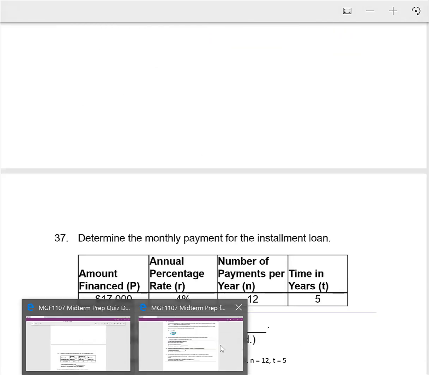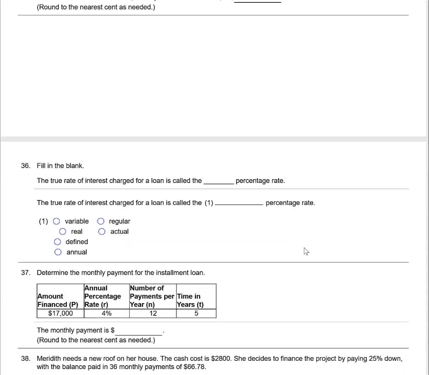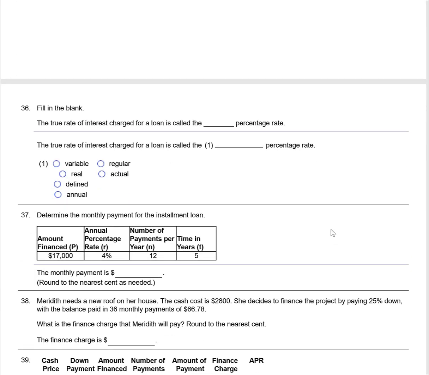Let's go back over to the other one. Fill in the blank. The true rate of interest charged for a loan is called the, so for number 36, what would the answer be there? That would be the annual percentage rate.